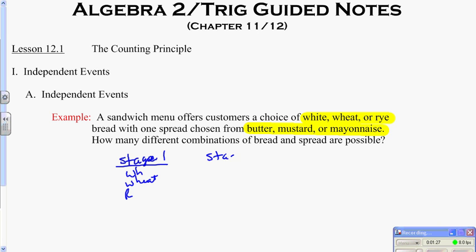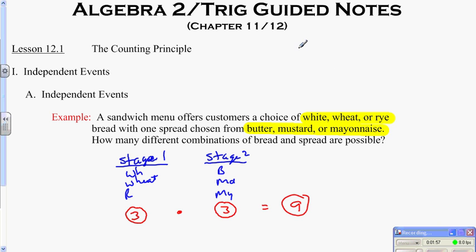Stage 2, you have a choice of butter, mustard, or mayo. And the counting principle says, well, you have 3 choices for the first stage, 3 choices for the second stage, and to find out how many different sandwiches you can make, or combinations, you would multiply them, and you would get 9.